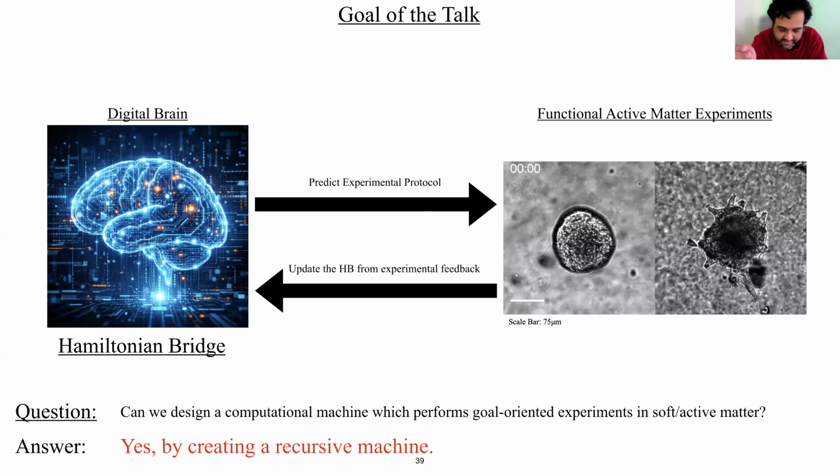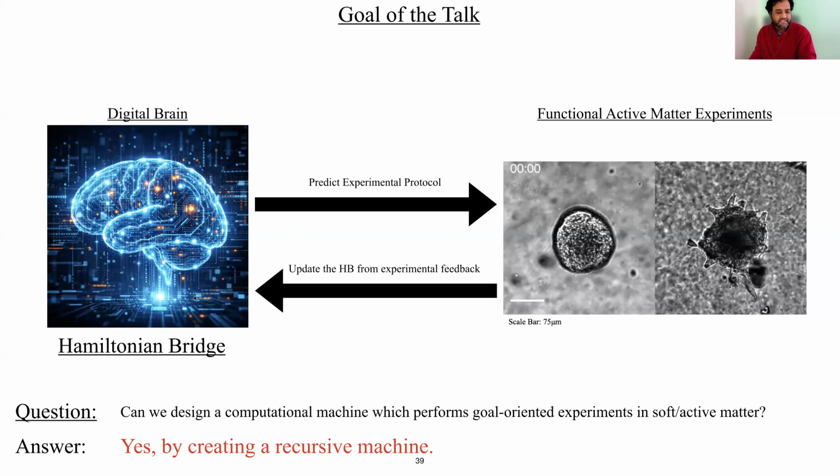Note, this kind of machine has already been built, if you think about companies like Isomorphic Labs, which are doing drug design, as well as Periodic Labs, which is doing automated discovery of quantum systems.